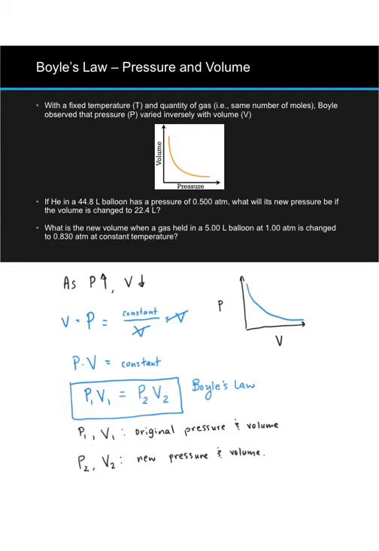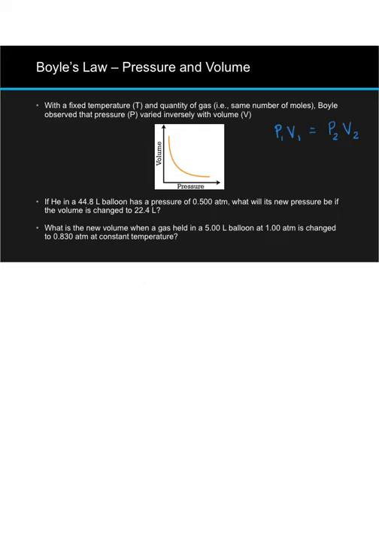Suppose that we place some helium gas in a balloon whose volume is 44.8 liters, with a pressure of 0.5 atmospheres. We'd like to know what the new pressure of this balloon will be if we compress that volume down to 22.4 liters. So we're going to make this balloon smaller. As we make the volume of the balloon smaller, we should expect that the pressure exerted by gases in that balloon will increase due to Boyle's law. So let's apply our new equation that I've moved up here.